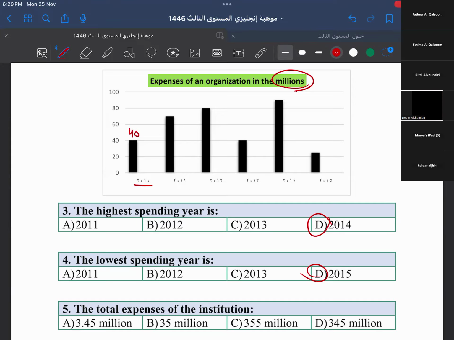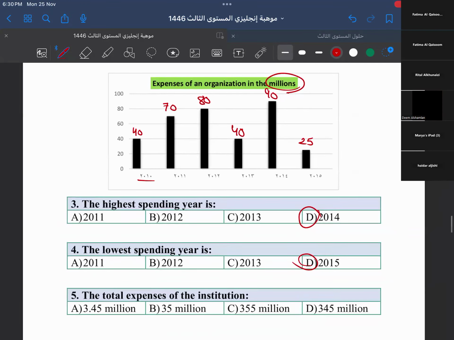40 million. 2011. About like 70, I think. 70, yes. Okay. The next one, it is 80, 80. 2013. 40, 40, yes. 2014. 90, 90, yeah. And 2015. 25 or 30. Yeah, 25, nearly.